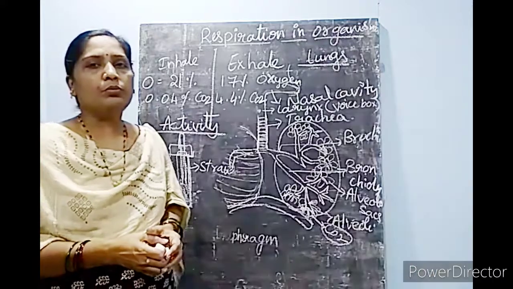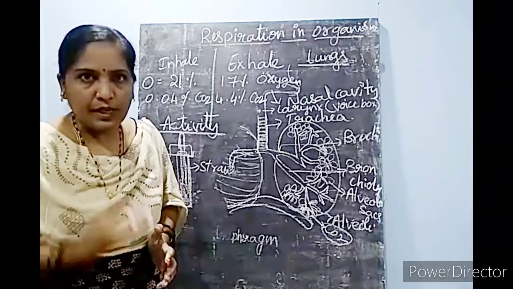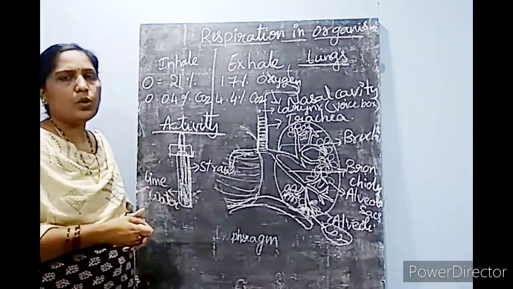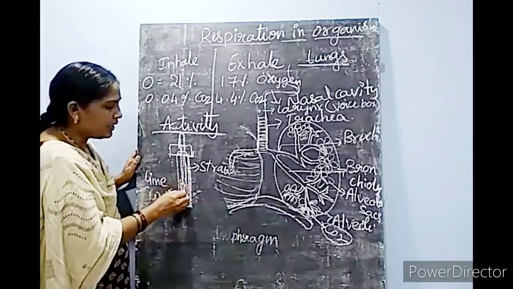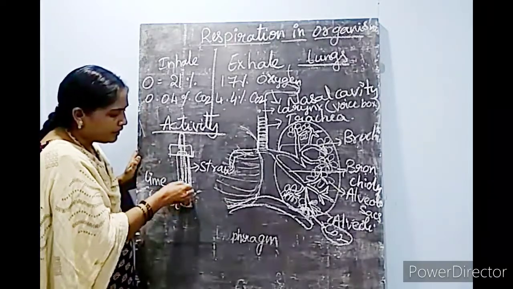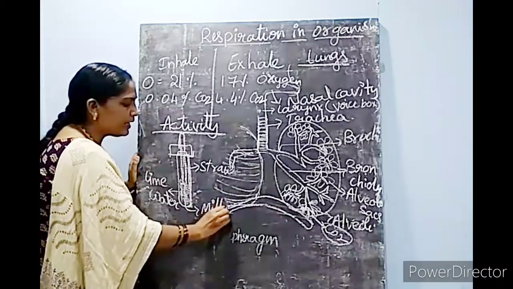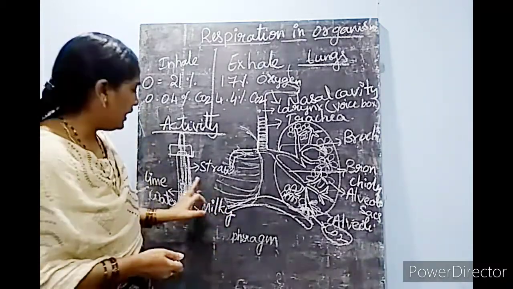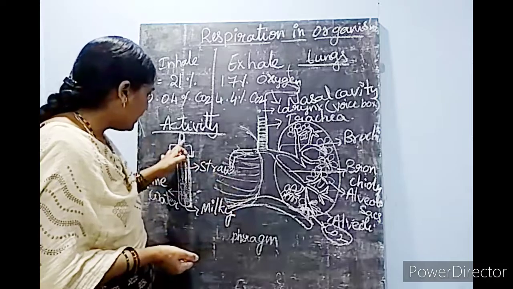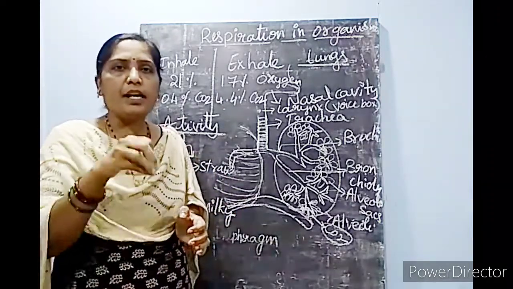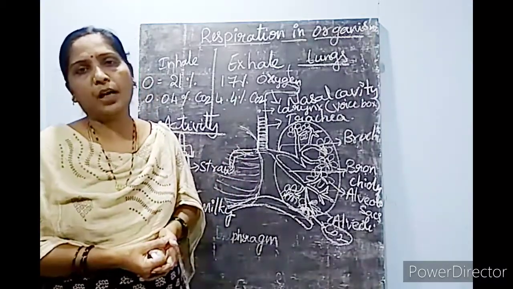Then you hold your breath for a second and exhale the air into this straw, slowly and carefully. As soon as this air mixes with the lime water, the lime water turns milky white. Why is it turning milky? Because the air you are exhaling through this straw consists of a larger amount of carbon dioxide.